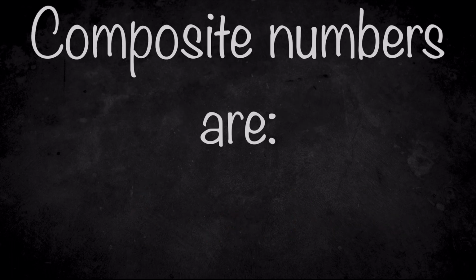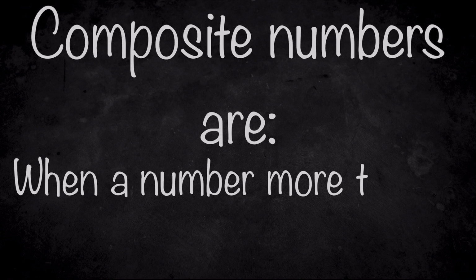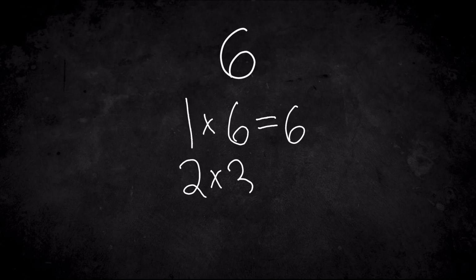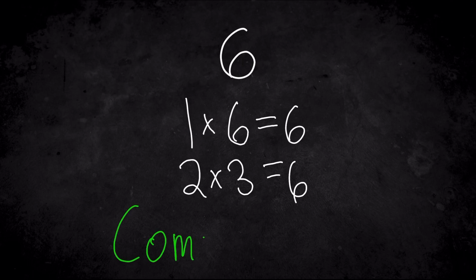Next, we have our composite numbers. Composite numbers are numbers that have more than two factors, right? So like the number 6. We know 1 times 6 equals 6. That's two factors there. And then 2 times 3 equals 6 too. So if we count the factors, 1, 6, 2, and 3, that's 4 factors. That means it has more than the factors 1 and 6, which makes the number 6 a composite number.